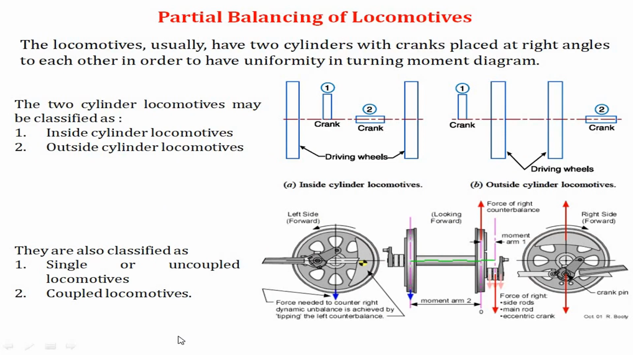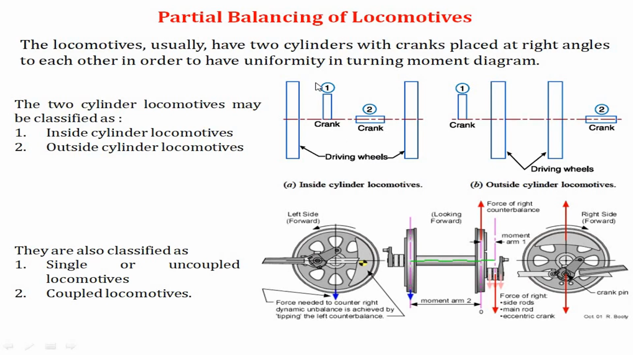Now we are going to discuss the effect of primary unbalanced forces on locomotives. Locomotives usually have two cylinders with cranks placed at right angles to each other in order to have uniformity in the turning moment diagram. Locomotives can be classified as inside cylinder locomotives and outside cylinder locomotives, based on the location of the cylinders with respect to the driving wheels.